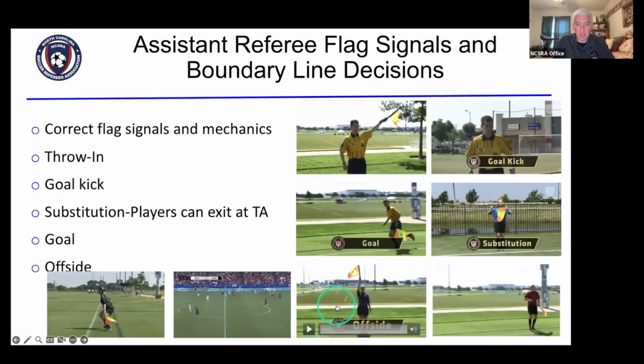So, okay, now let's start talking about offside. We're going to spend most of the rest of the day talking about offside. First of all, we're not going to talk about why we call offside here. We're going to talk about how we call offside. So let's watch the clip and then we'll talk about it.